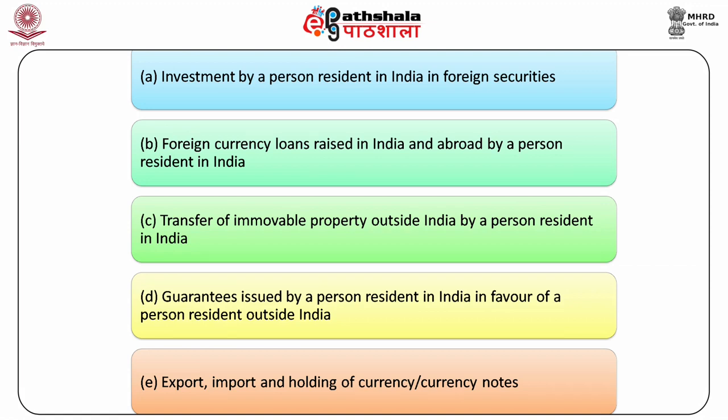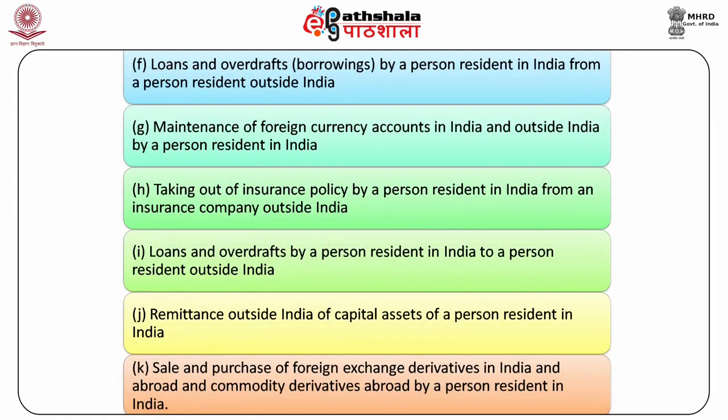C. Transfer of immovable property outside India by a person resident in India. D. Guarantees issued by a person resident in India in favor of a person resident outside India. E. Export, import and holding of currency notes. F. Loans and overdrafts, borrowings by a person resident in India from a person resident outside India. G. Maintenance of foreign currency accounts in India and outside India by a person resident in India.